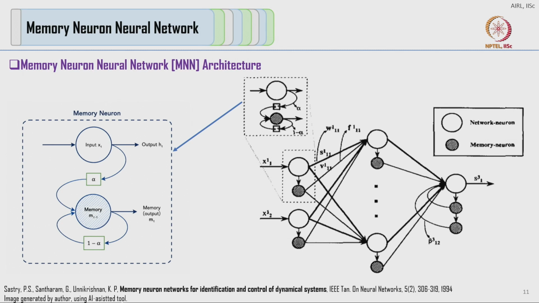Now, for better understanding, I am zooming in further. You see here each network neuron output is fed with a unit delay. Here also there is a delay, multiplied by the weight alpha and passed to the memory. The output is also delayed, multiplied by 1 minus alpha, and passed to the memory.